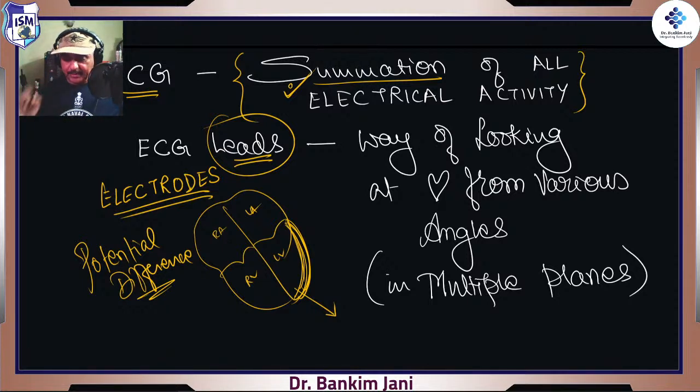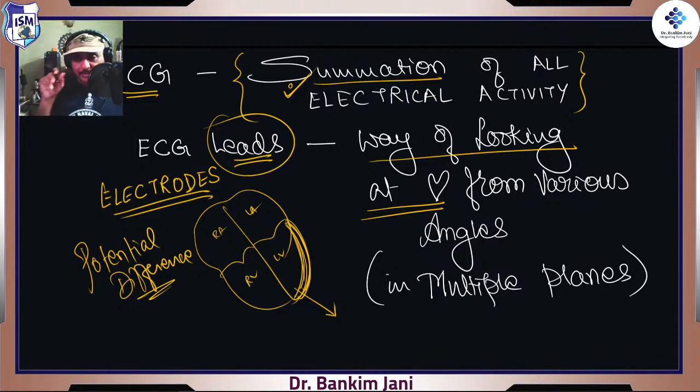So ECG leads are nothing but a way of looking at the heart from various angles. In order to understand the heart, you have to look from various angles. It is like in cricket, whenever there is doubt about a run out, multiple cameras come into the picture, from the right side, the left side, all those angles. Frame by frame, things are advanced and the third umpire decides whether he is out or not. Now, what if there is only one camera and the umpire came in between? The decision would be very difficult. Same thing here.